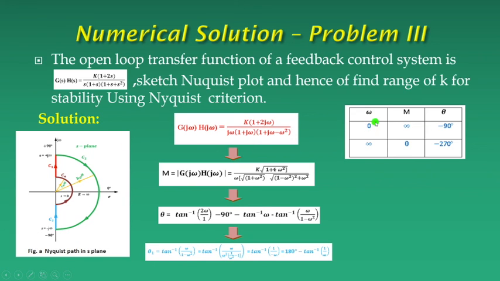When omega equals 0, the magnitude is infinity, and the phase value is 0, so theta is minus 90 degrees. When omega equals infinity, the magnitude is calculated to be 0.